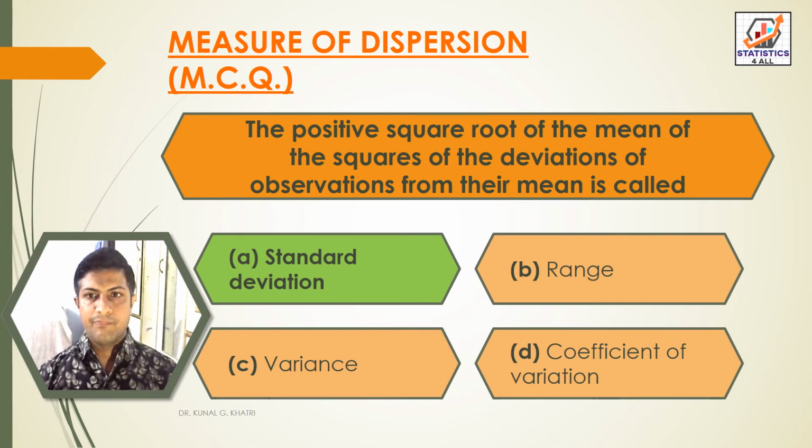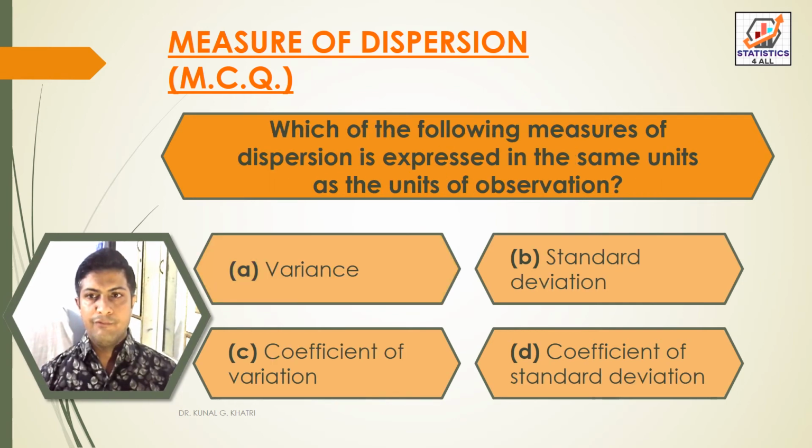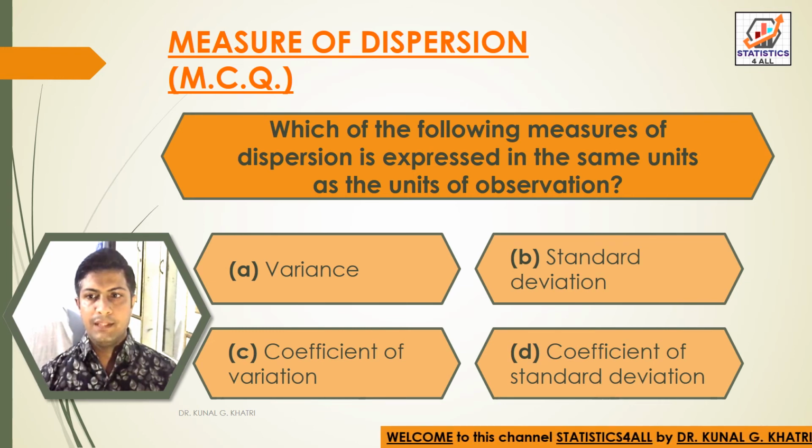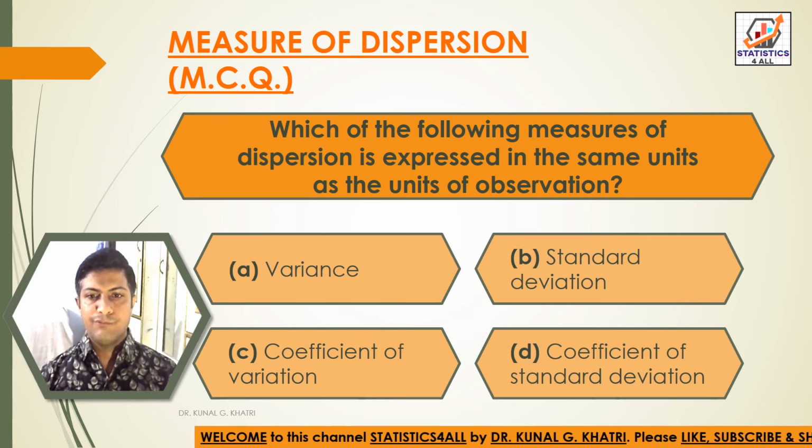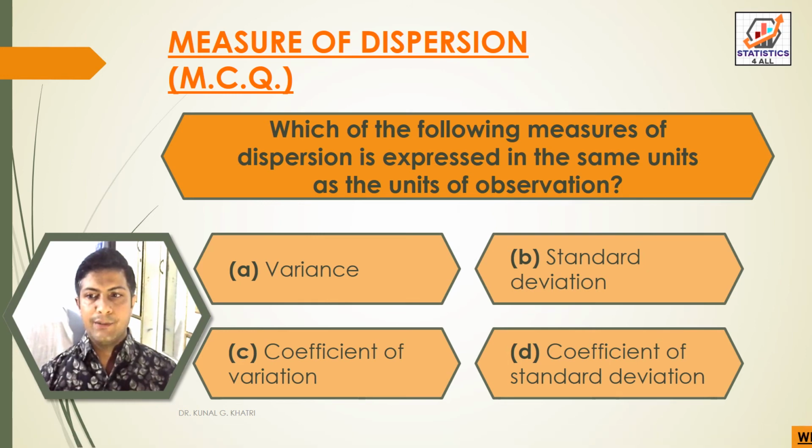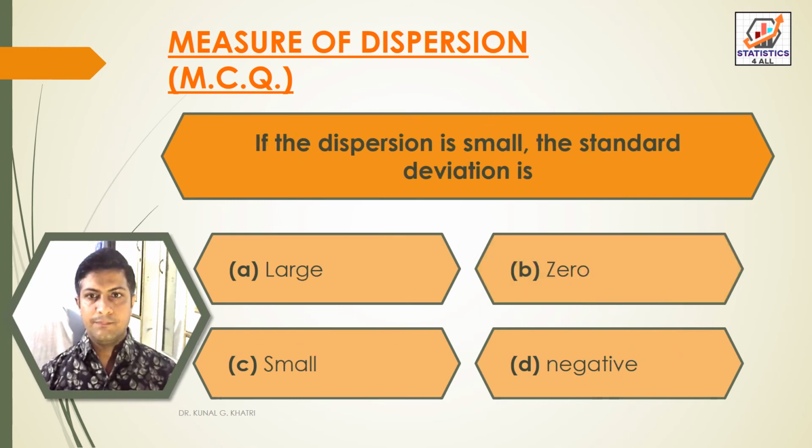Next question. Which of the following measures of dispersion is expressed in the same units as the units of observation? Option A variance, option B standard deviation, option C coefficient of variation, option D coefficient of standard deviation. So here we have answer option B standard deviation, which measure of dispersion is expressed in the same units as the unit of observation.